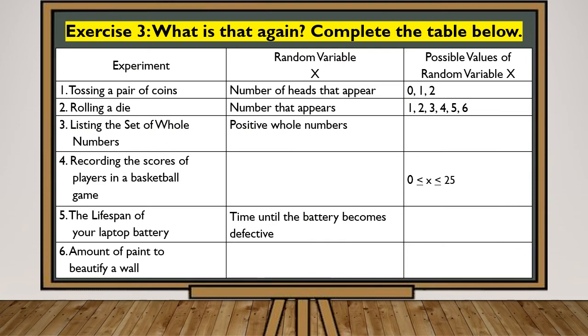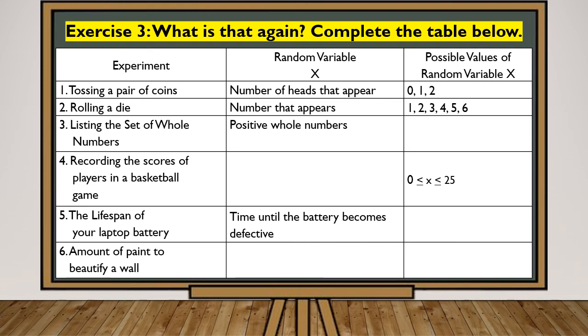And number 3, what is that again? Complete the table below. So we have here a table. Please copy this table and supply the missing. What is missing? So we have here the experiment. First column, experiment. Second column, you have to identify what is the random variable. And the third column, you're going to identify the possible values of the random variable for x.